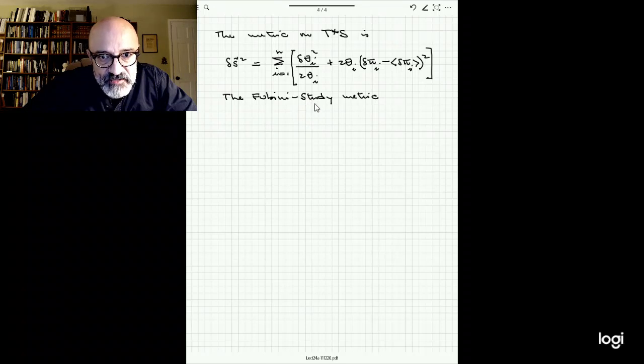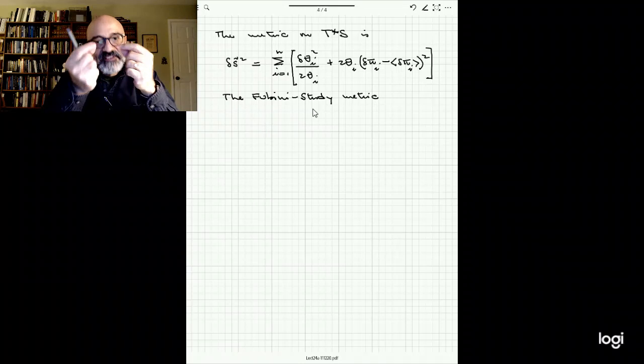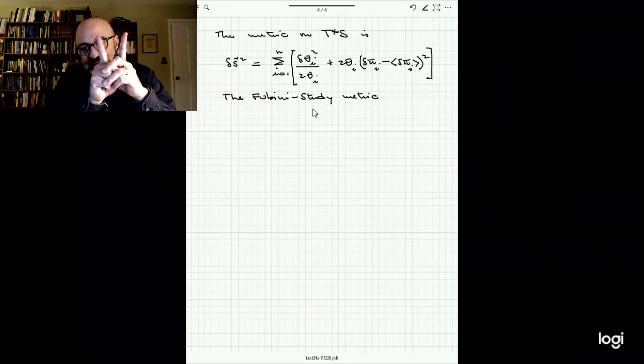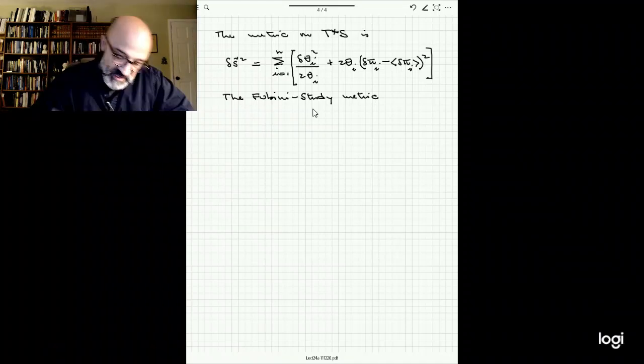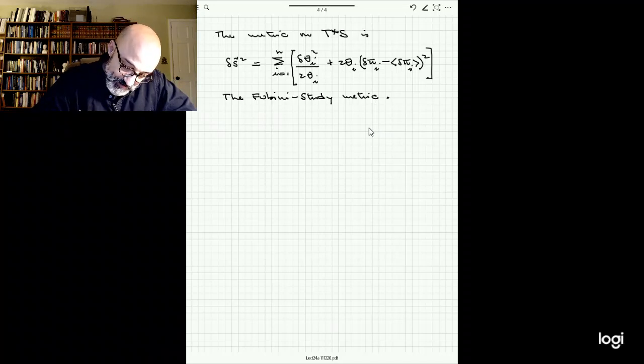Nevertheless, they were studying metrics in complex projective spaces, and they really wanted to figure out what happens when what you are trying to figure out is not the distance between 2 points, but rather the distance between 2 rays. So what we have just derived is the Fubini-Study metric. Now we can write the metric from here.